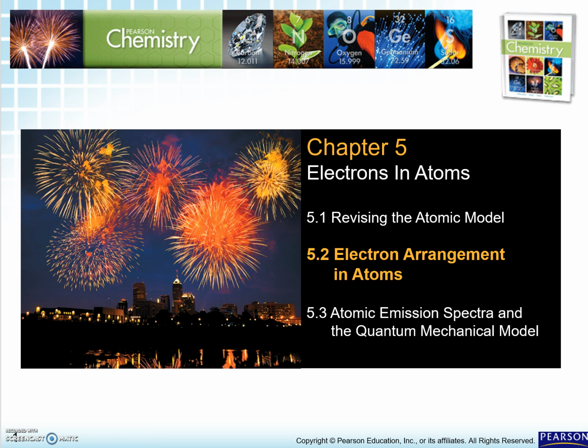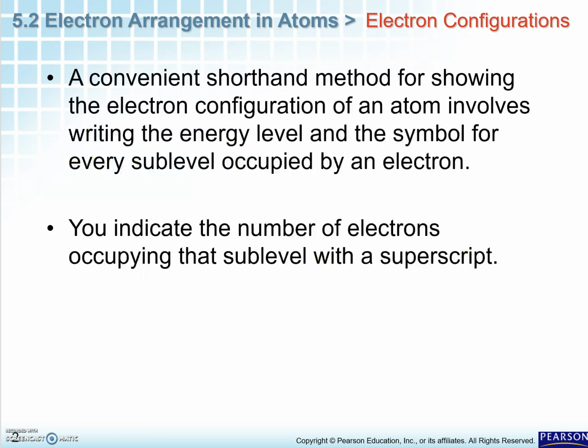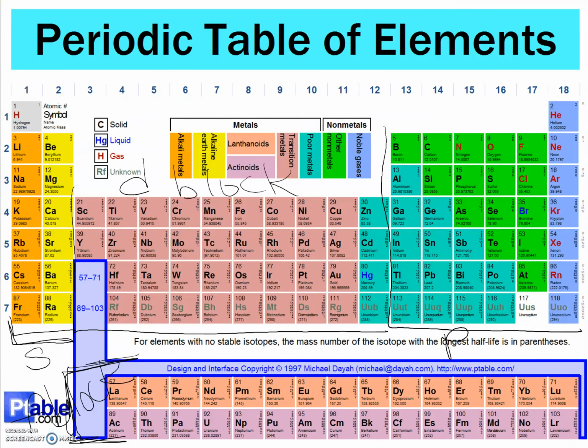Now, most of you might say that seems a little inconvenient. Well, thankfully, there is a nice shorthand method for showing the electron configuration of an atom. It's called electron configurations. So all they are doing is finding the number of electrons occupying each sublevel and using a superscript. So now instead of writing lots of up arrows and lots of down arrows, we are going to use superscripts.